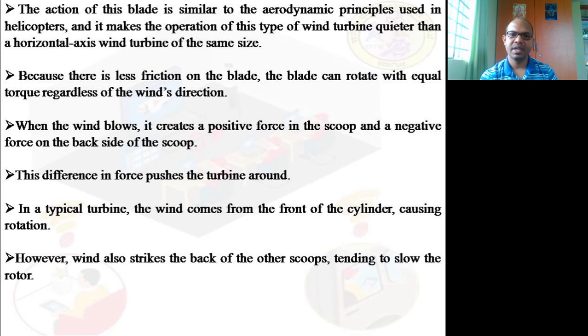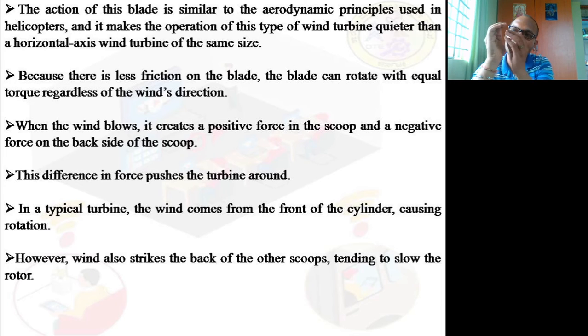When the wind blows, it creates a positive force inside the scoop and a negative force on the back side of the scoop. This is the back side of the scoop, and this is the positive side of the scoop. Why is it called a scoop? You might have seen it if you go to any ice cream parlor, you will have a scooping tool like this. This shape itself is called a scoop, so it just scoops the wind away.